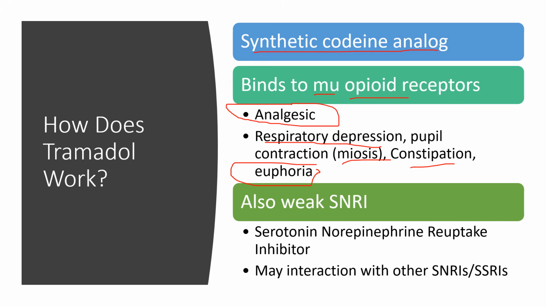It is also a weak what is known as an SNRI, or serotonin norepinephrine reuptake inhibitor. And there are also other medications, antidepressants and such, that have a similar effect, and that can increase the risk of interactions and side effects when you're using both those with the Tramadol.